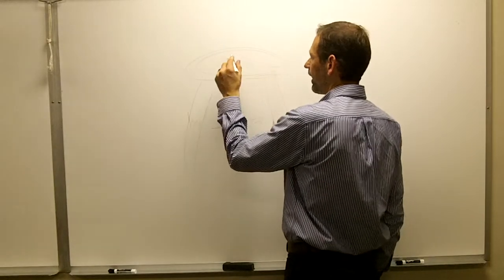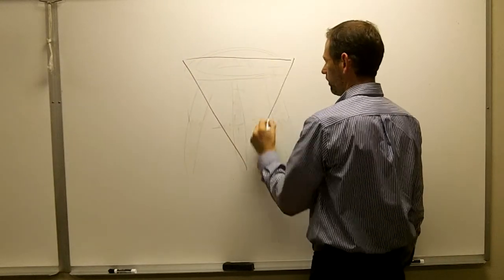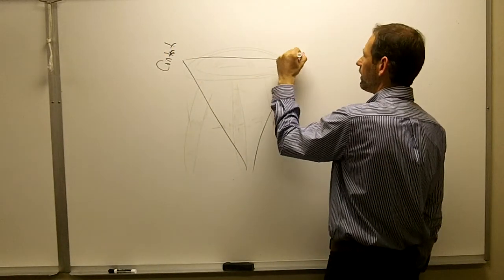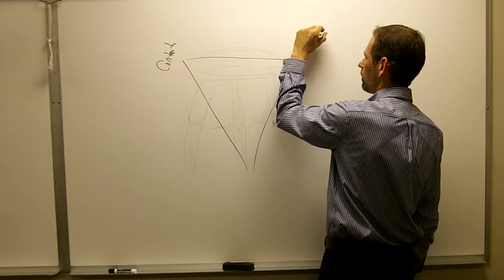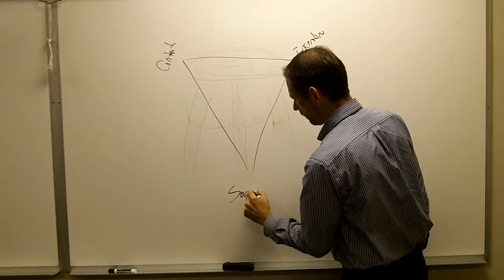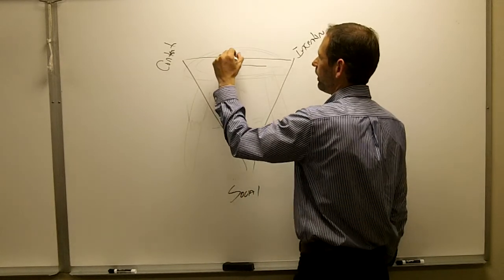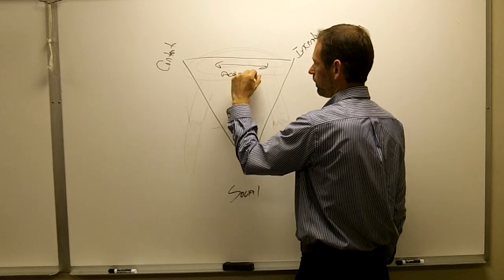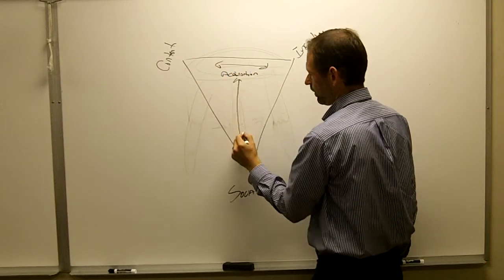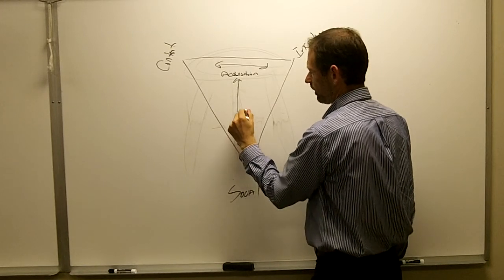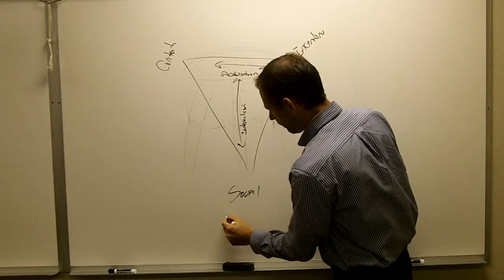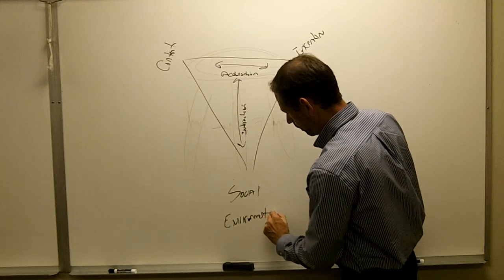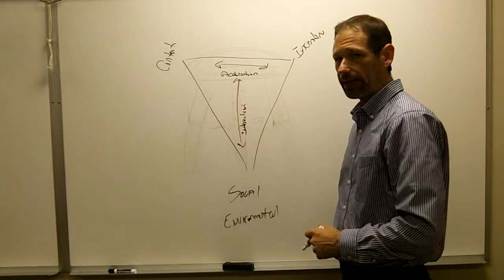Now, Illeris draws his triangle this way, with content here and incentive here, and then the social down here. He's got two different things. He's got this little thing here, the acquisition line, and then you've got the interaction line. Okay, so down here this can also be considered the environmental dimension. So you've got these three.